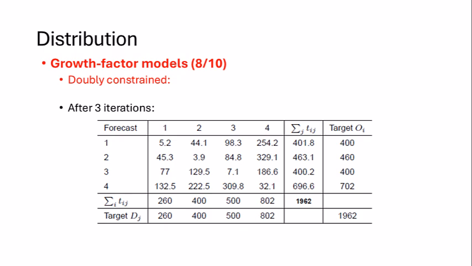After just a few iterations, often 3 to 5, the model typically converges to a solution where the differences between the estimated and target totals are less than 1%. This demonstrates the efficiency of the Furness method in balancing OD matrices with double constraints.